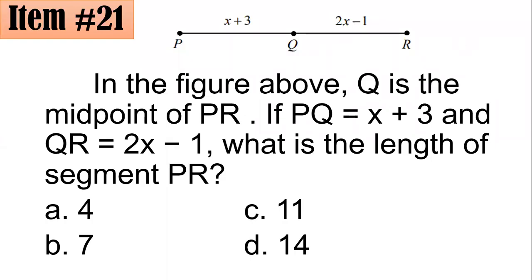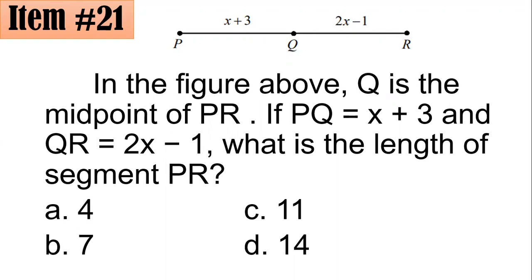21. In the figure above, Q is the midpoint of PR. If PQ equals x plus 3 and QR equals 2x minus 1, what is the length of segment PR? Is it 4, 7, 11, or 14? What do you think?